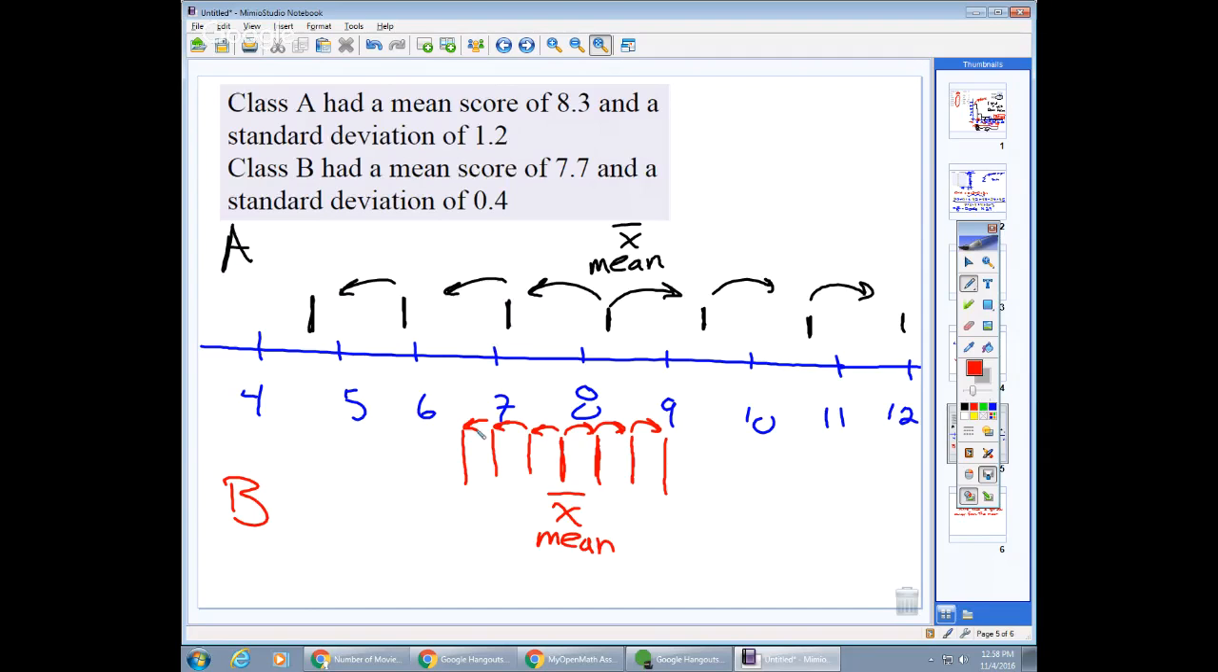Okay. So usually with data, you'll find about 95% of your data is going to be within 2 standard deviations, and about 99% of the data will be within 3 standard deviations. So we're pretty safe that we caught all of the students here. Okay. So we're trying to predict which class did better. Well, class A does have a higher average, and there's some people that got higher scores than anybody in class B. There are also people that got way lower scores than anybody in class B. So class B, definitely their scores were more consistent.